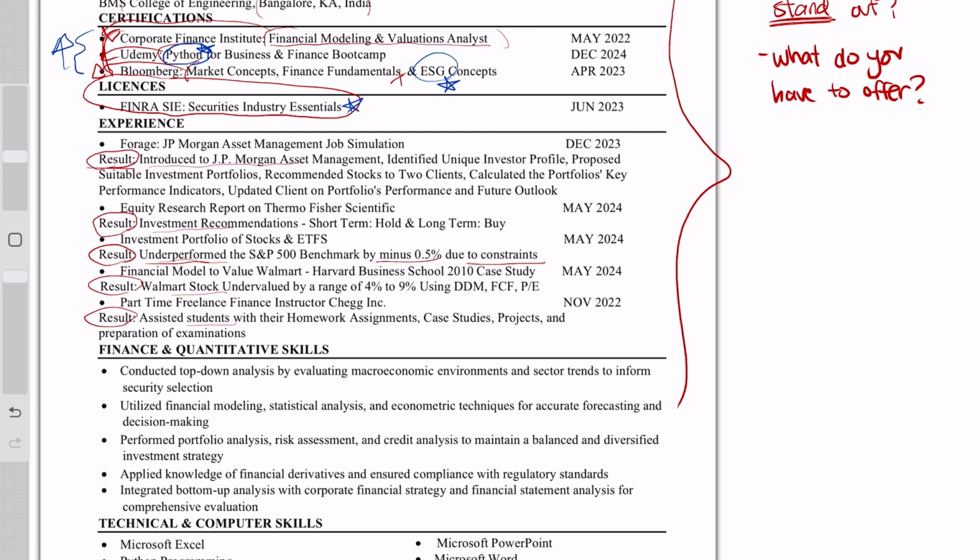Or if you were to say Walmart stock undervalued by a range of 4 to 9%, how? Using DDM, FCF, and PE ratios, does that tell you anything about the fact that you know how to do these? Because anybody can write that they used these things to derive these numbers. And why is it undervalued by these numbers then? What made you get to that point?